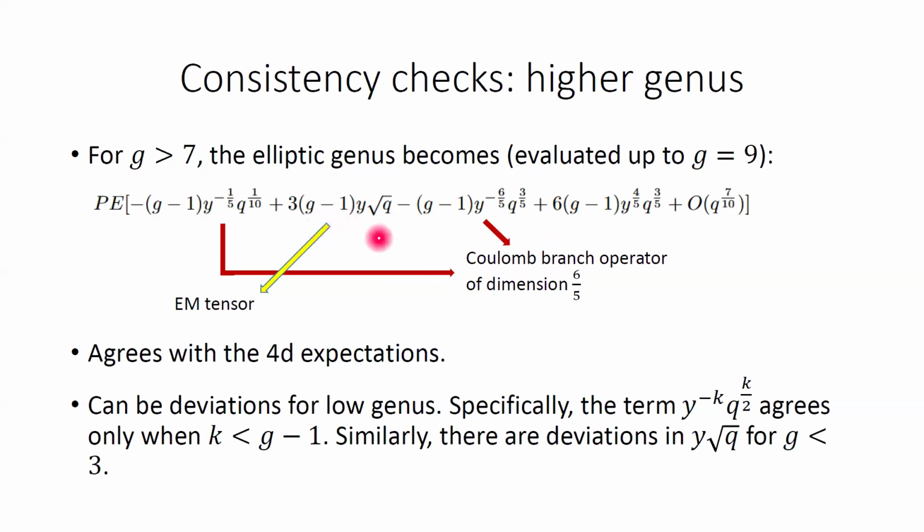You get 3g minus 1 from the energy momentum tensor, which you can associate with the complex structure moduli of the Riemann surface. And then you have this contribution of the twisted chiral that comes from the Coulomb branch operator of dimension 6 over 5, precisely the one you have in H0. You can notice the multiplicity is 1 minus g, exactly as you expect, because this was argued previously.